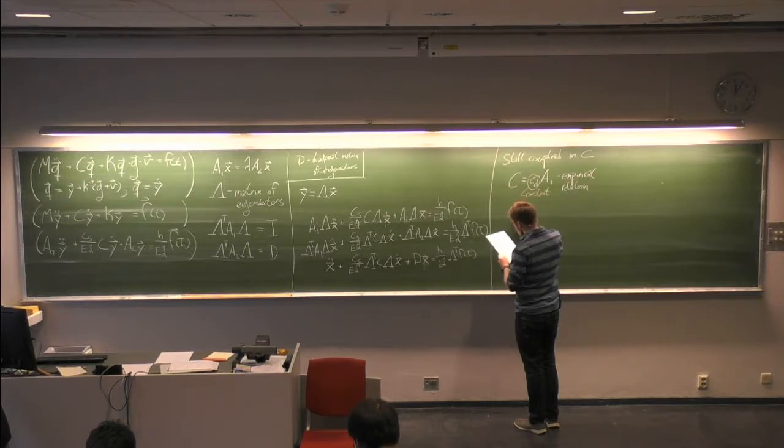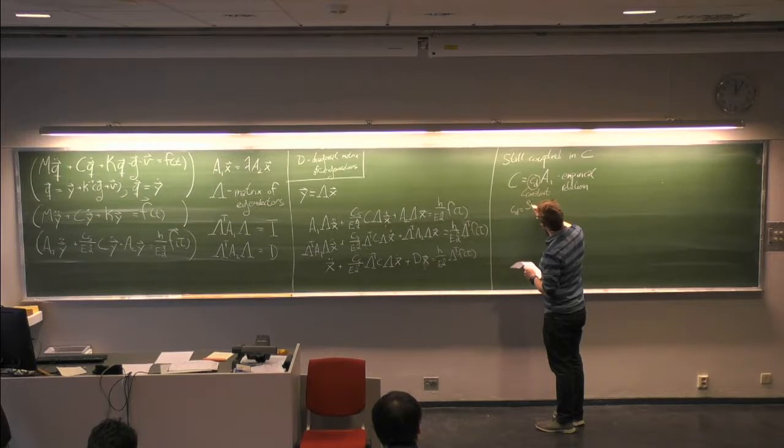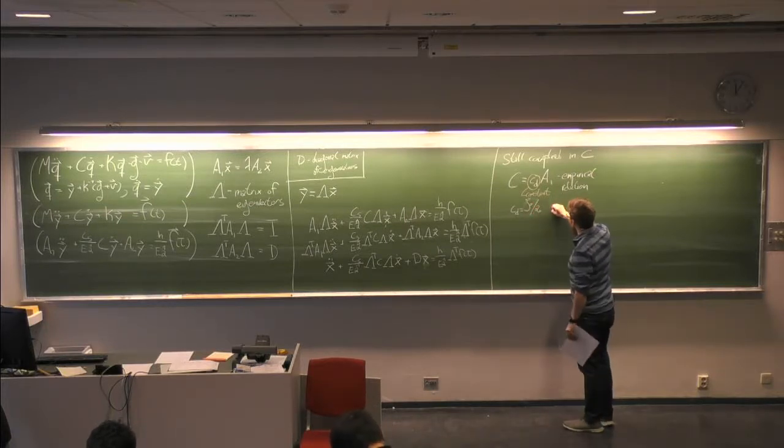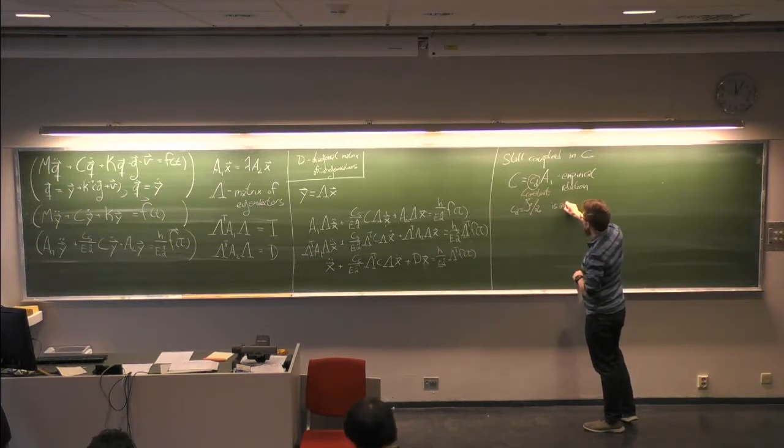I'm going to introduce, say, that c_d zeta 0 over A 0 is called the Rayleigh approximation.